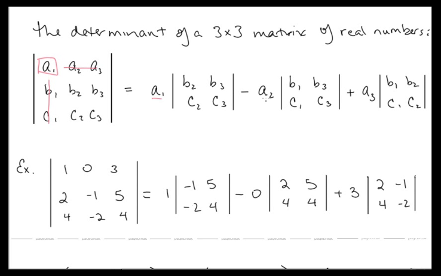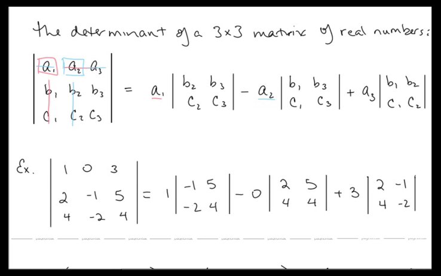Similarly, when we're ready for A2, we notice that there's going to be a negative sign. We're going plus, minus, plus. So positive, negative, positive. There's a negative sign here, and then for A2, same thing, we block out the row and the column of A2. So now we've got B1, B3, C1, C3. And similarly for A3, we have B1, B2, C1, C2. And then these 2 by 2 determinants are computed as we just saw above.